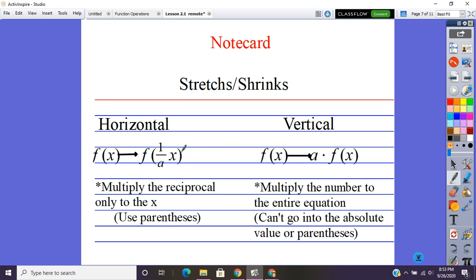Vertical means I'm going to multiply everything in there times my stretch, except for what's inside the parentheses or absolute value.